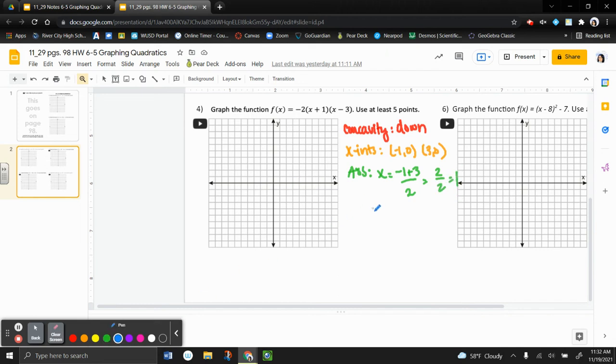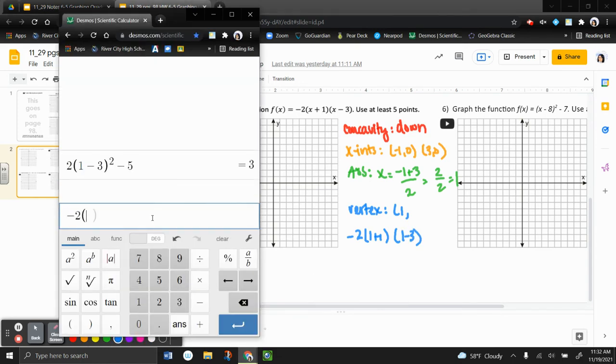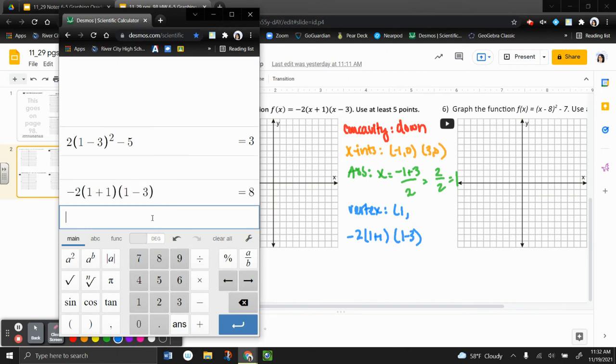And then from there, we can get our vertex. It's going to be 1, comma, and we're going to plug it in. So negative 2 times (1 plus 1) times (1 minus 3) gives us 8.